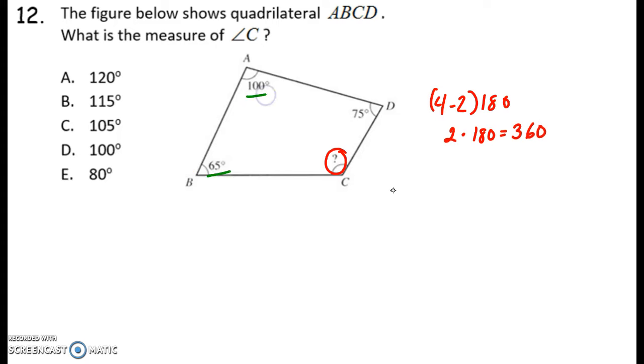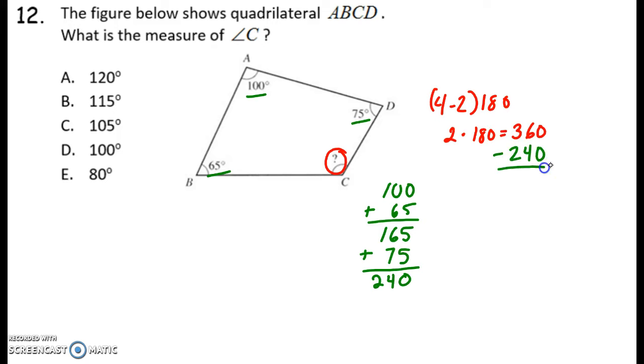65 plus 100 gets you to a total of 165, plus the 75 degree angle gets you to a total of 240 degrees. And now if I subtract that number from 360, that will reveal the measure of angle C, which is 120 degrees. Letter choice A.